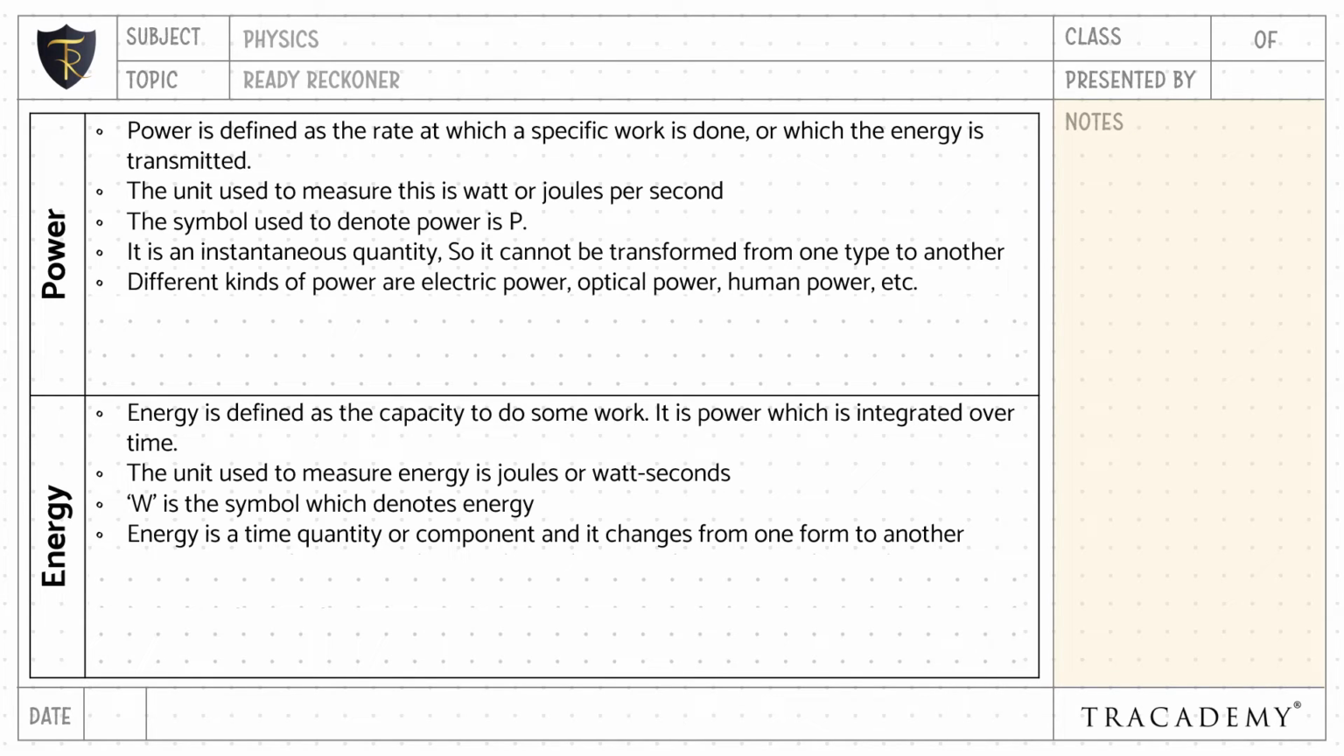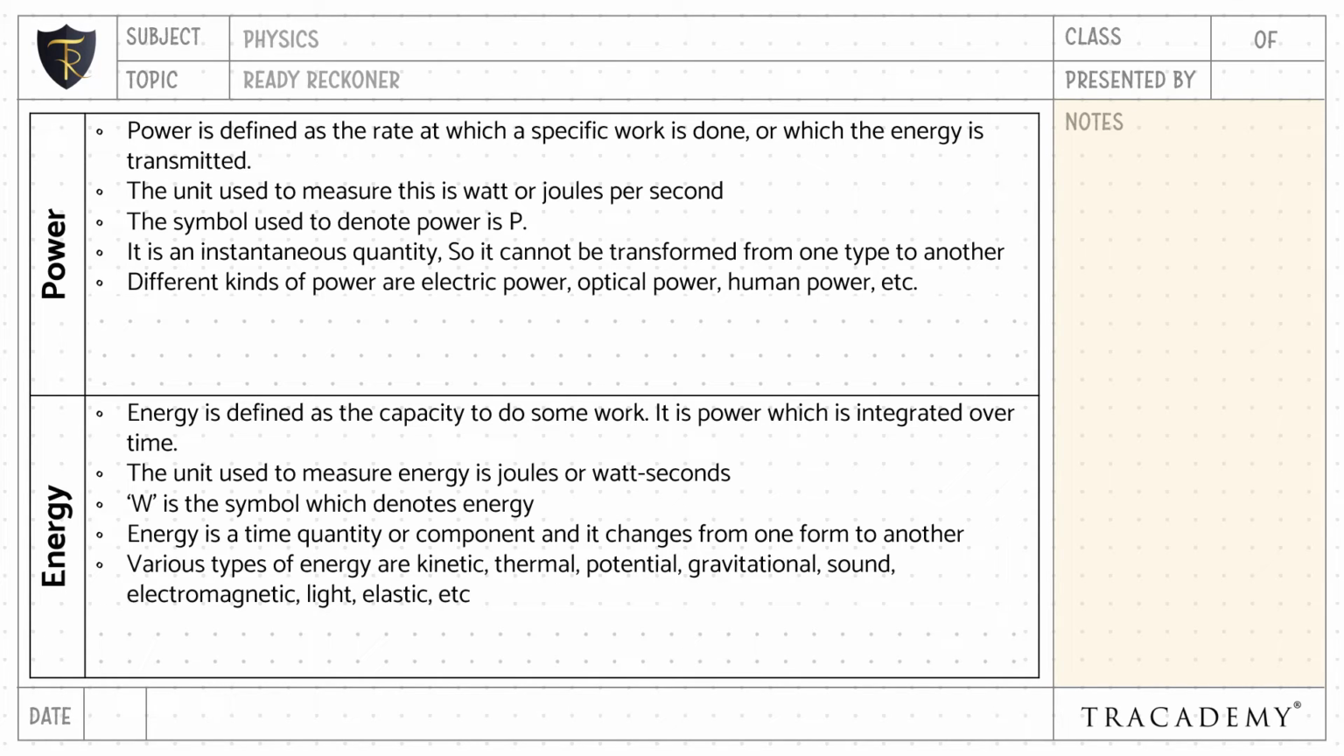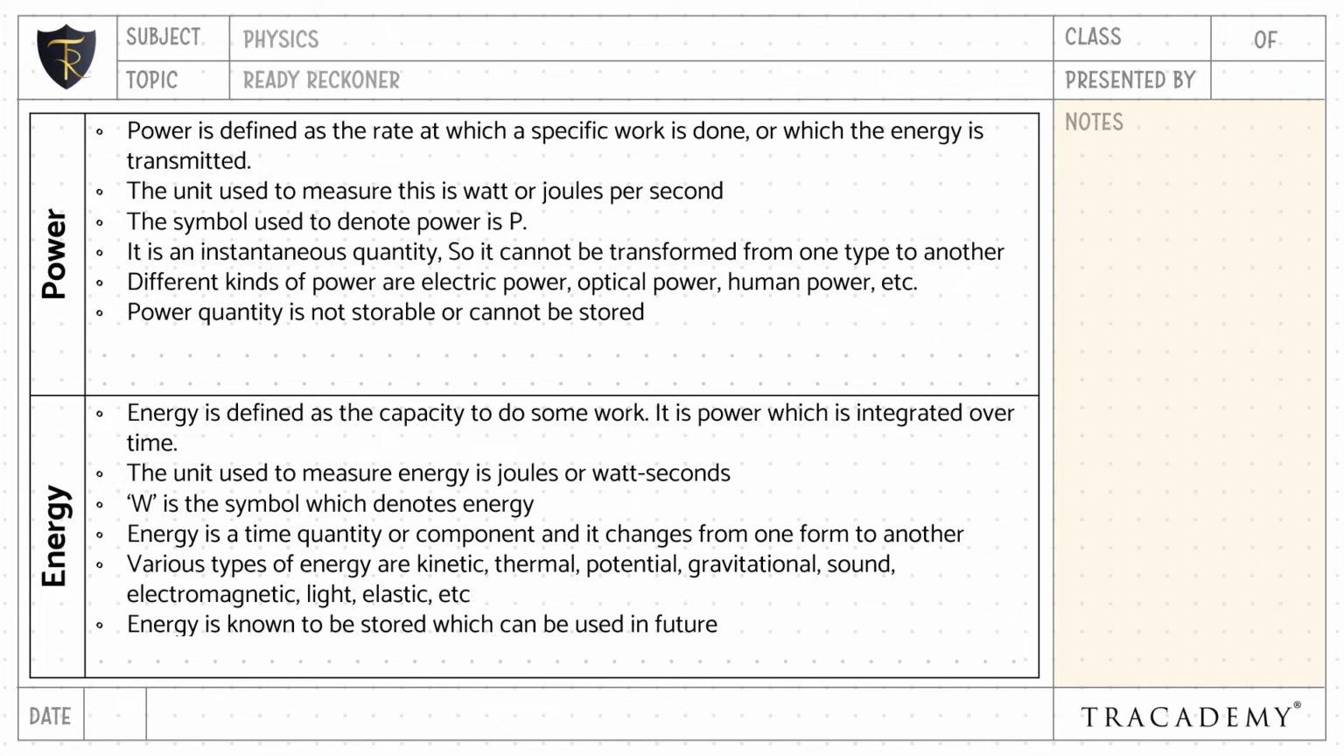Types of power include electric power, optical power, human power, etc. Whereas types of energy include kinetic, thermal, potential, gravitational, electromagnetic, light, elastic, etc. Power quantity is not storable, or to say it cannot be stored. Energy is known to be stored, which can be used in future.